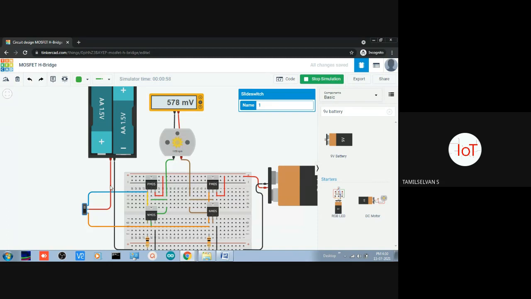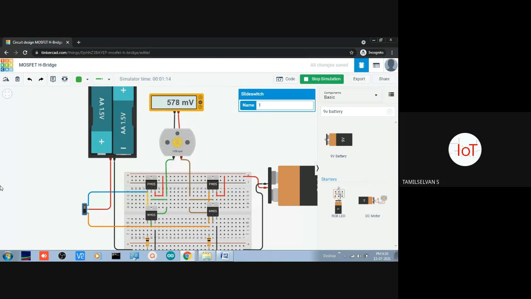This is called an H bridge. It is used to drive a motor in both directions. The applications are like robotics. If it is a line follower robot or a manual robot which is operating in any remote location, it can be used with this particular circuitry.